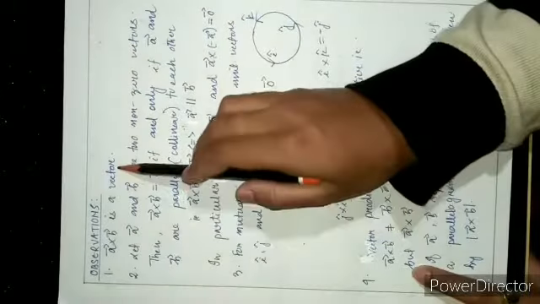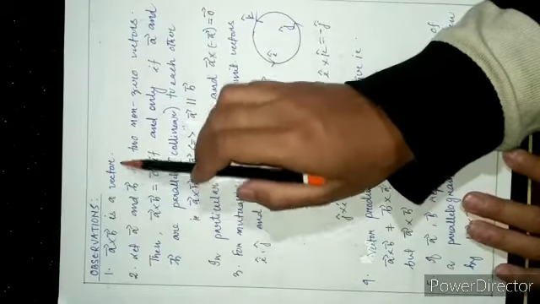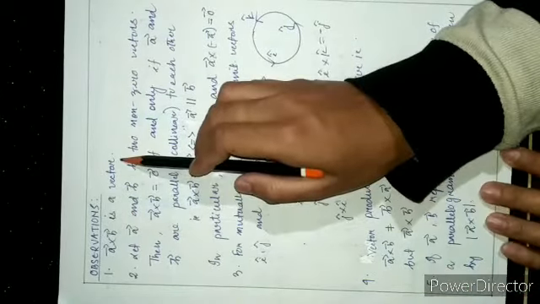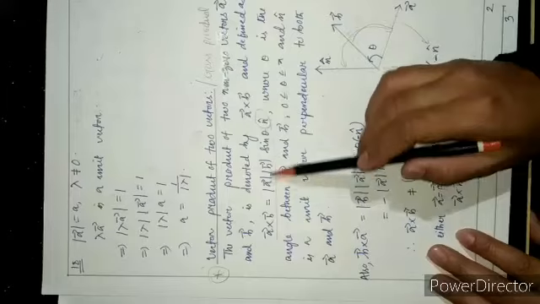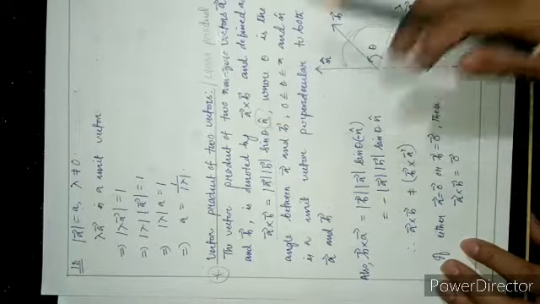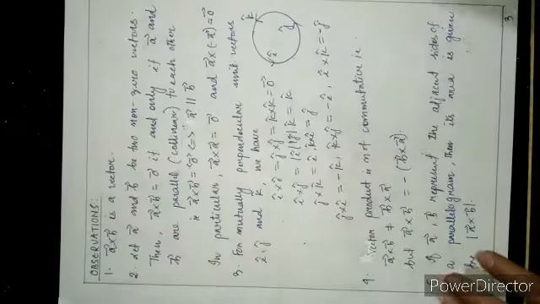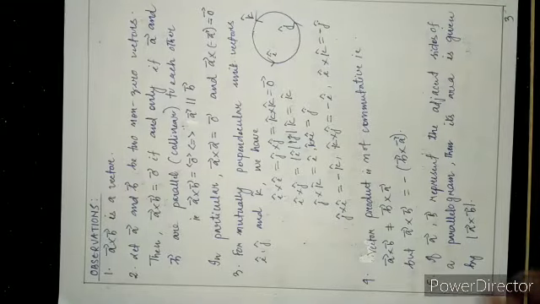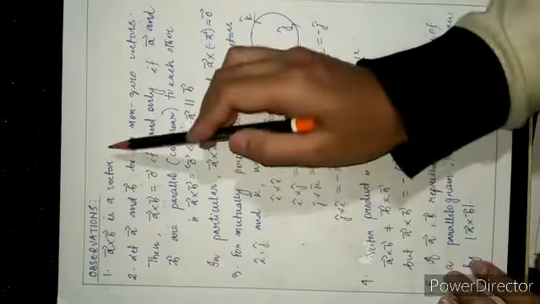A vector cross B vector is a vector. The cross product of any two vectors is a vector. Magnitude of A is a scalar, magnitude of B is a scalar, sin theta is a scalar, but this n cap is a vector, a unit vector. So the cross product of any two vectors is a vector.